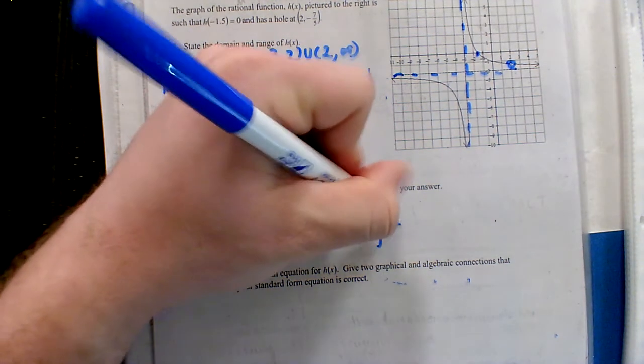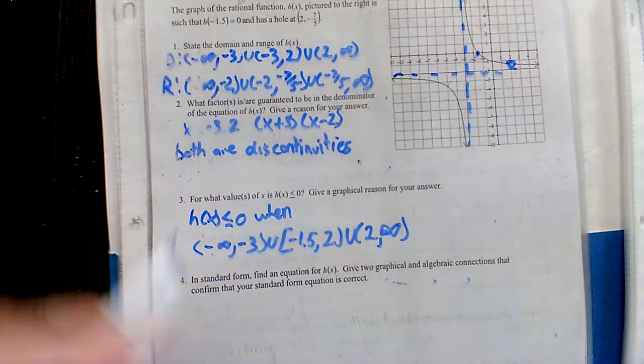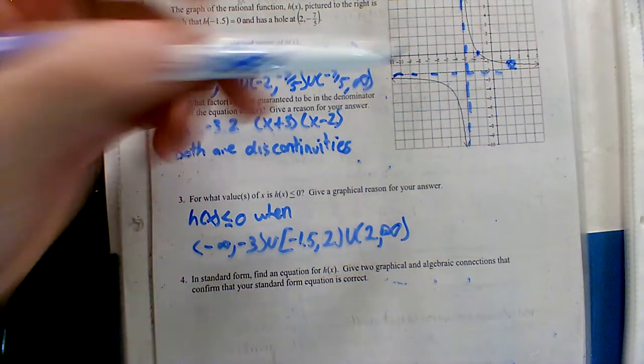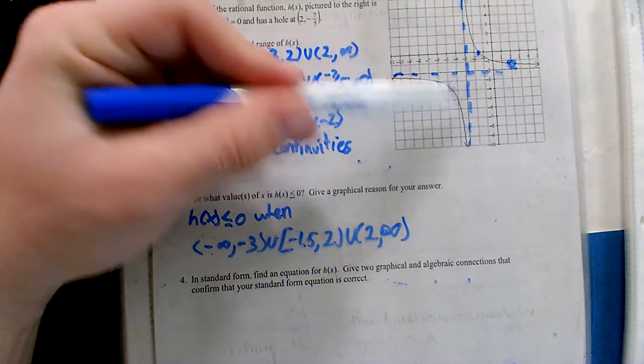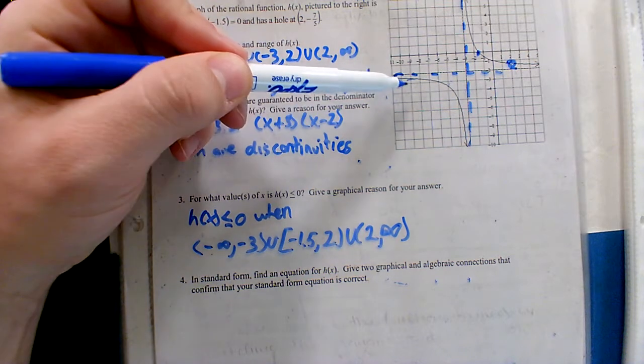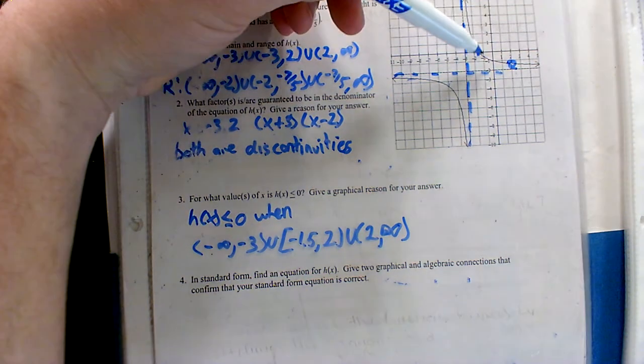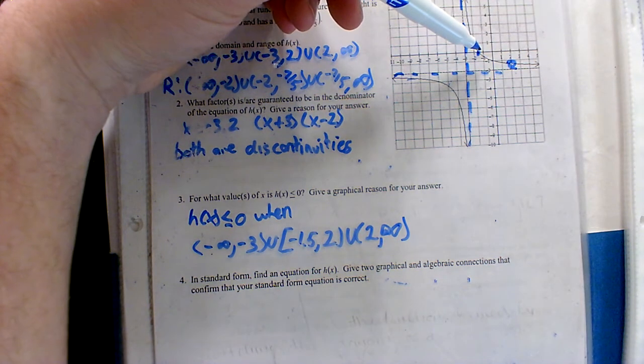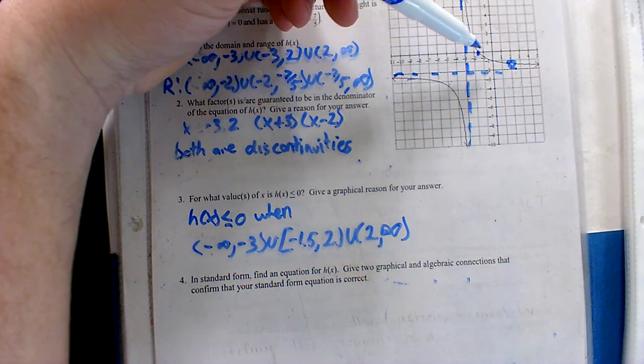Very good. That is exactly right. So you're going to go from negative infinity to negative 3. This is negative values here, so those are all included. Very good. Then you're at negative 1.5. Why is there a bracket? I agree, but why is it there?